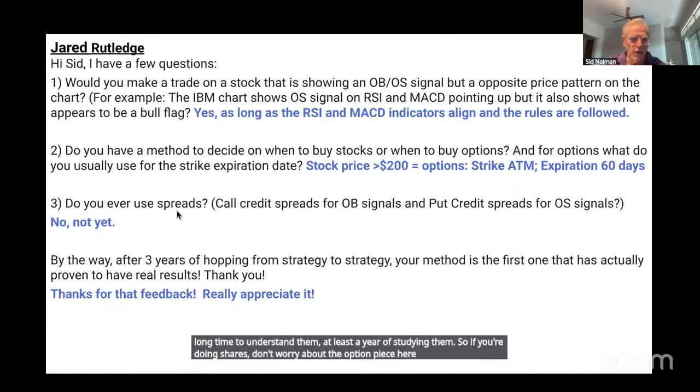Okay. Do you ever use spreads? Again, it's an advanced option trade. I don't use them.